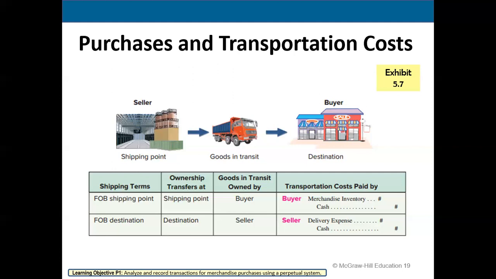So you need to, again, recognize, okay, am I the buyer or the seller in this transaction? And then what are the shipping terms? Are the shipping terms FOB shipping point or are they FOB destination? Because that's going to impact how we record it.